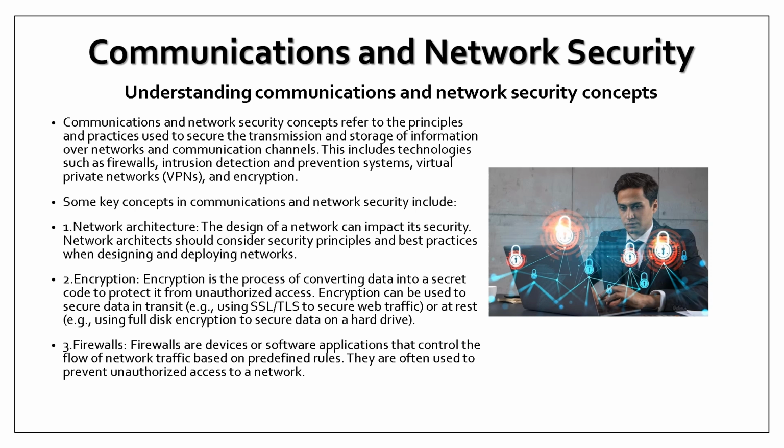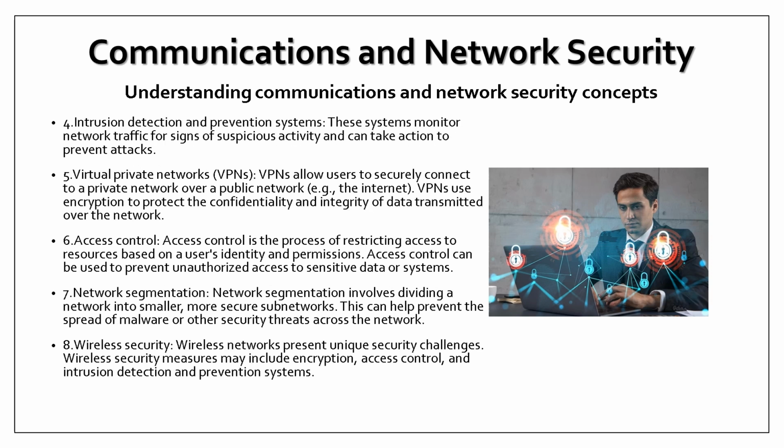3. Firewalls. Firewalls are devices or software applications that control the flow of network traffic based on predefined rules. They are often used to prevent unauthorized access to a network. 4. Intrusion detection and prevention systems. These systems monitor network traffic for signs of suspicious activity and can take action to prevent attacks.